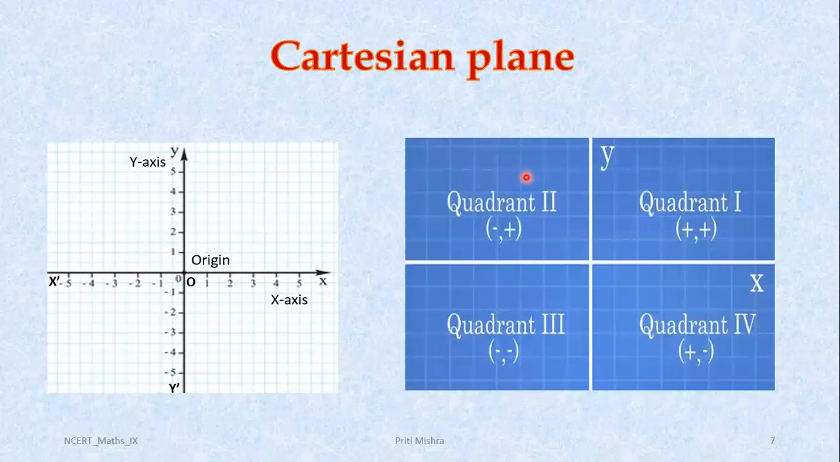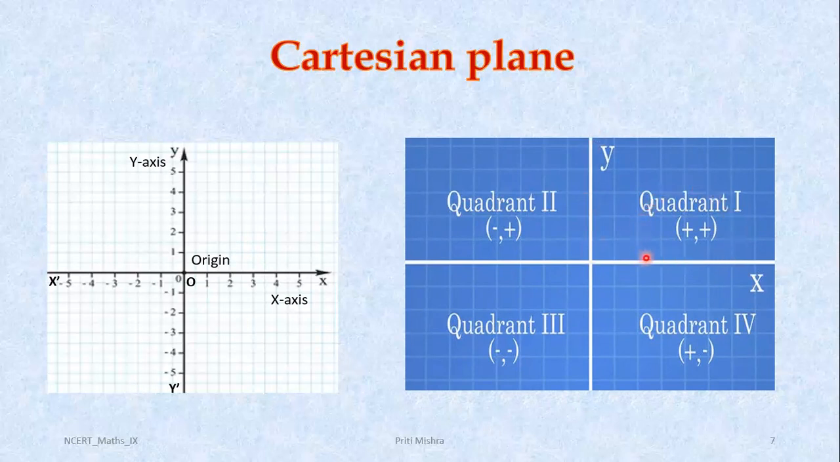And with respect to each quadrant we are having a particular sign convention. Let's find out. Here in the first quadrant, you can see this quadrant is enclosed by the positive x-axis and positive y-axis.